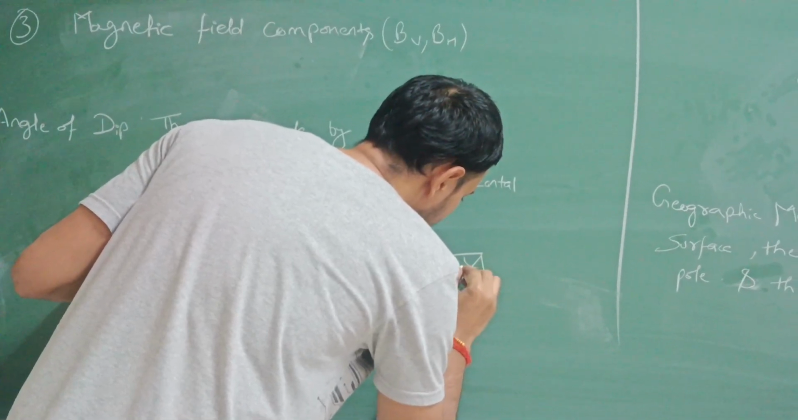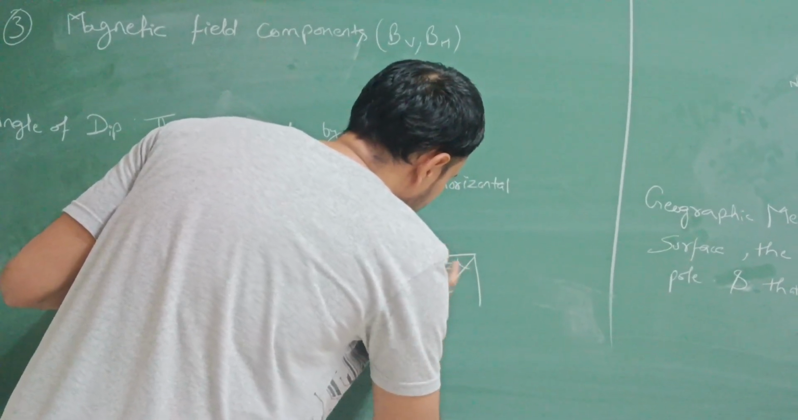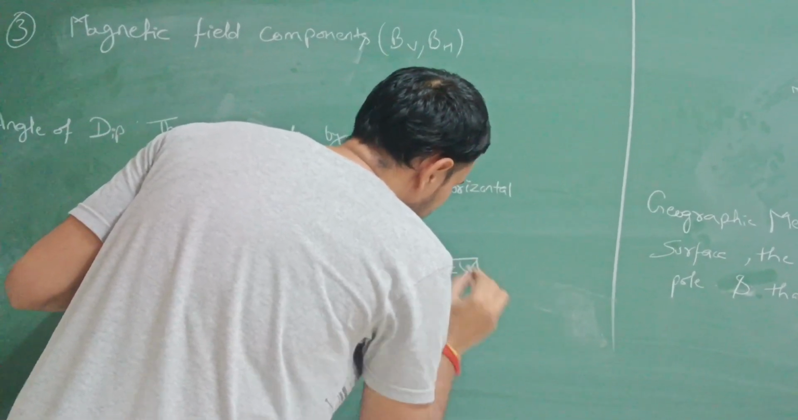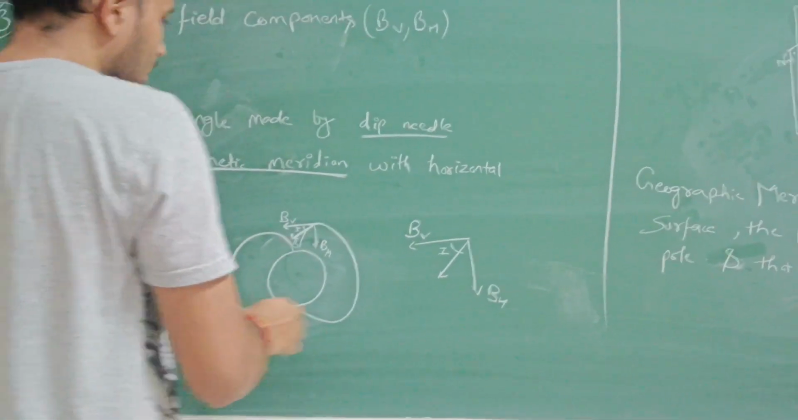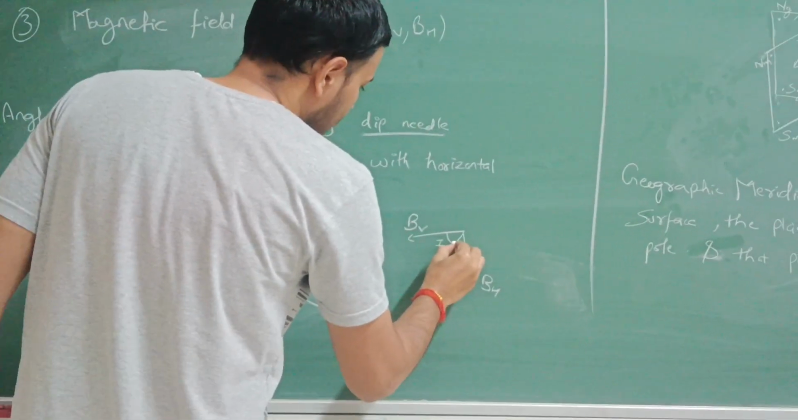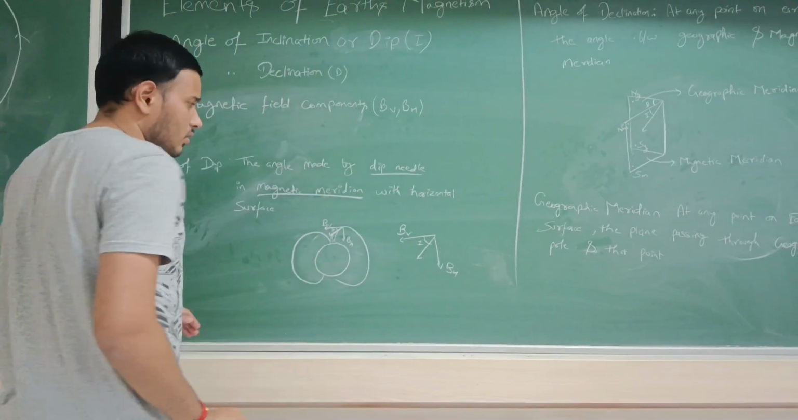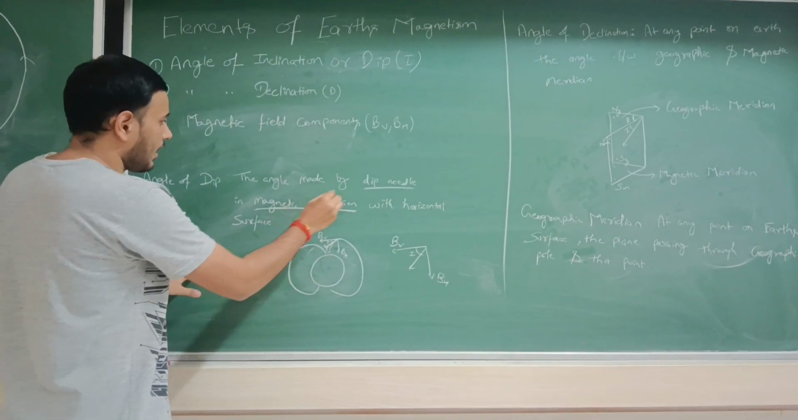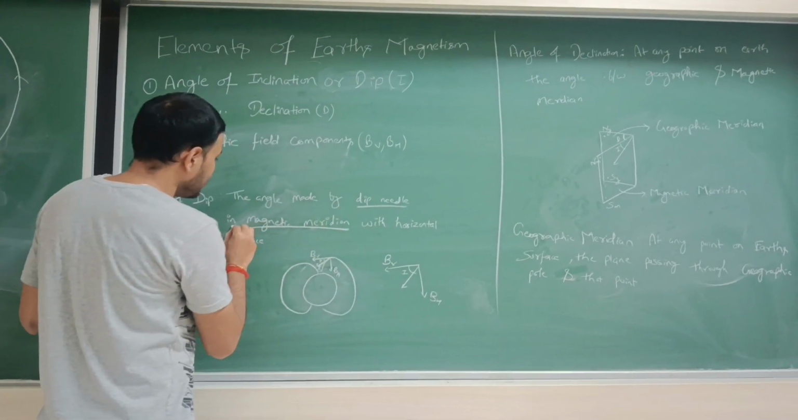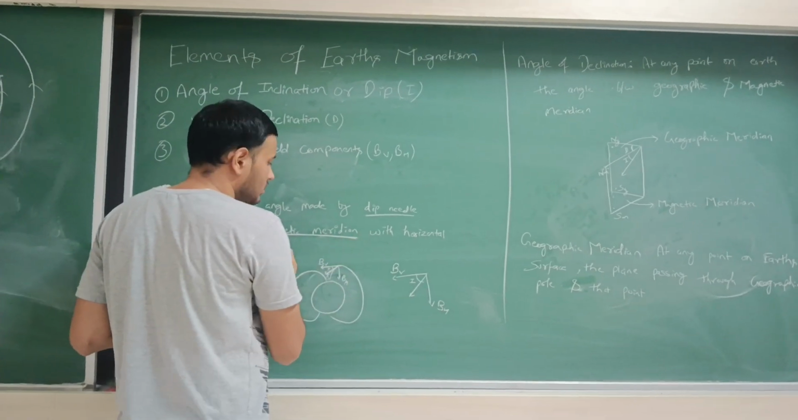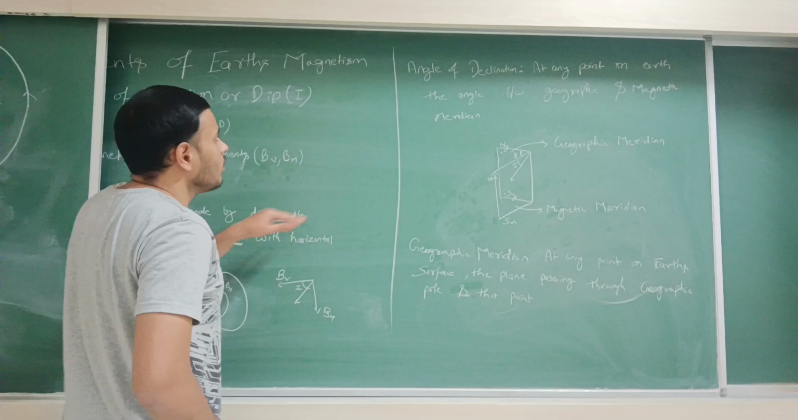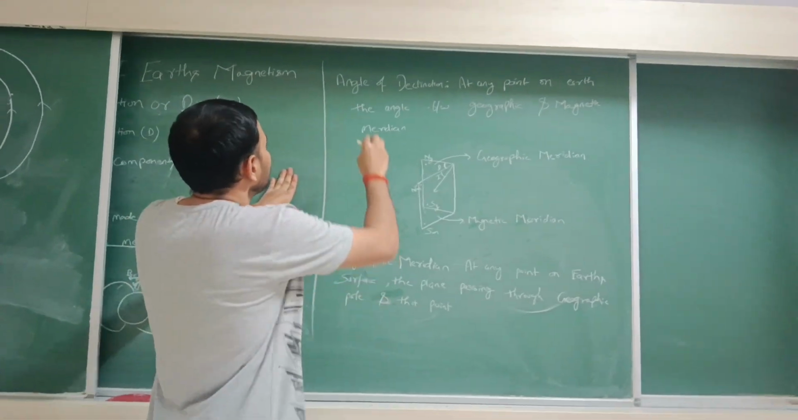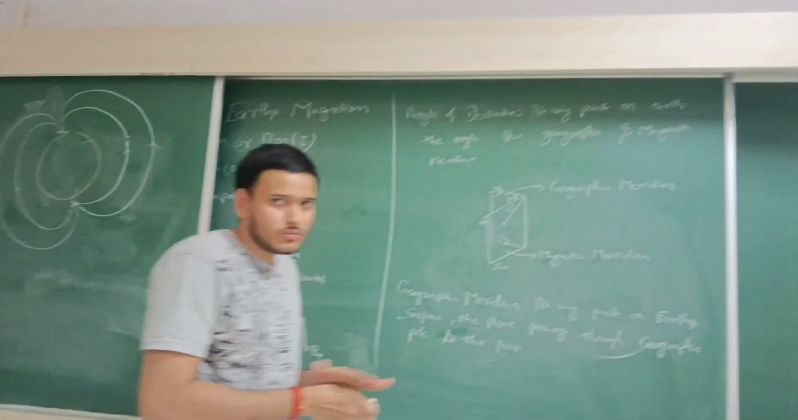I is this, and BV becomes this, and BH becomes this. This will look like that. This is the angle of inclination. Again, this is the angle made by the dip needle in the magnetic meridian with the horizontal surface. And now we are going to study the angle of declination.